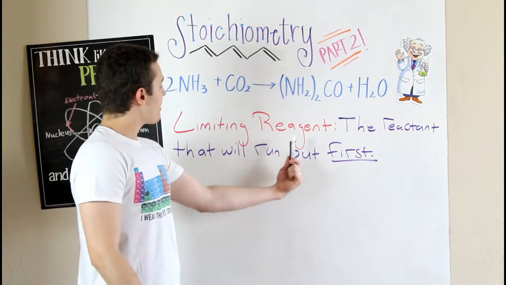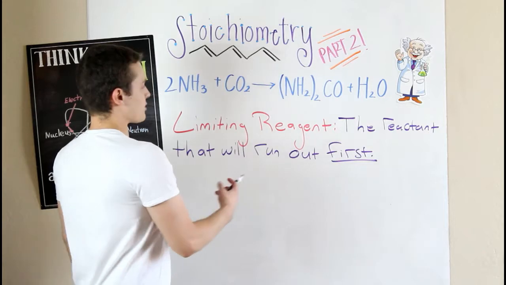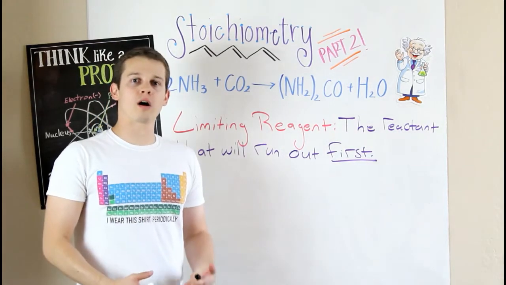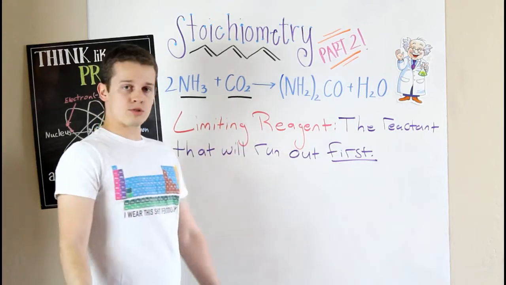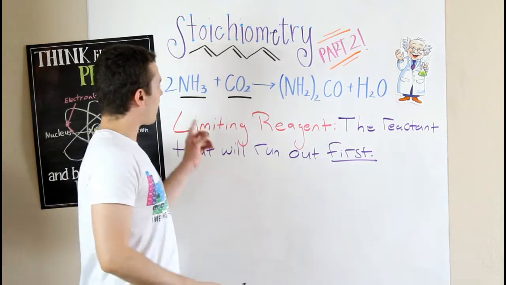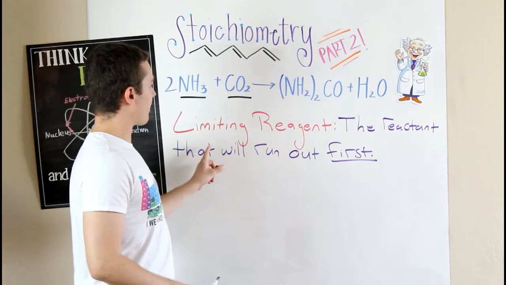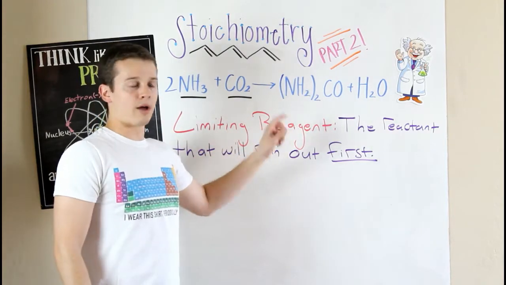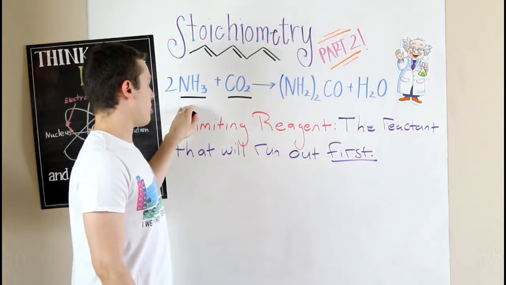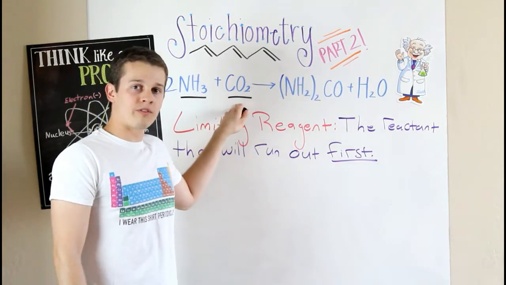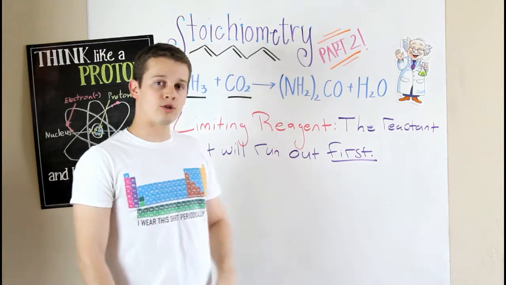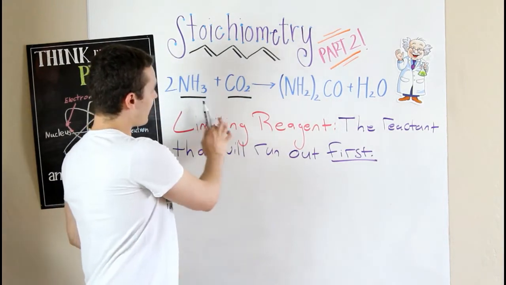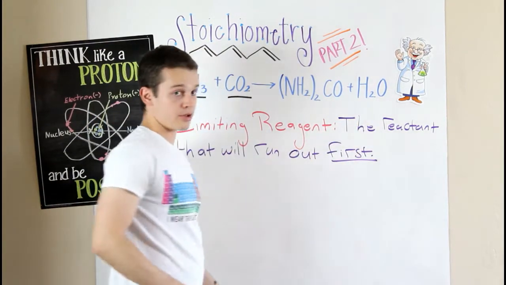So, when we are talking about our limiting reagent, limiting reactants, first we should establish which ones are our reactants. And in this case, those two are the reactants. They are on the left-hand side of the arrow, of our yield arrow. And what we're saying is 2 moles of ammonia react with 1 mole of carbon dioxide to give us 1 mole of urea and 1 mole of H2O. These two react, and these two are produced.